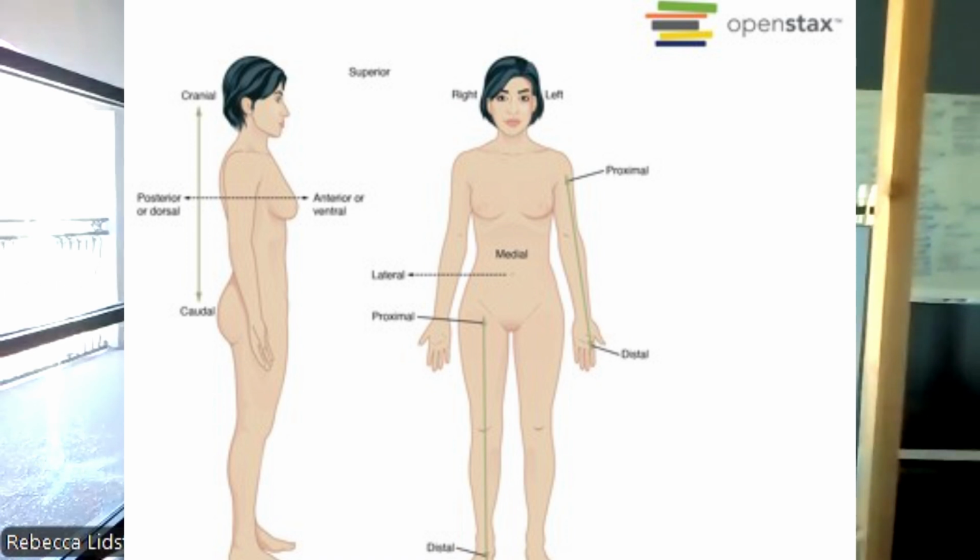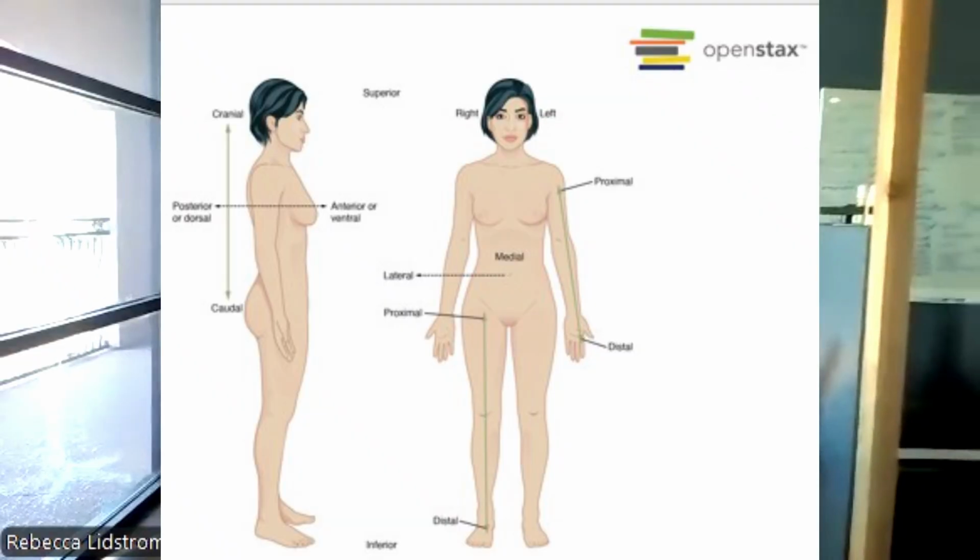Now we have right and left, right? We also are going to have anterior and posterior. Anterior is towards the front of the body. Posterior is going to be towards the back of the body. Anterior also sometimes uses the word ventral, and posterior often uses the word dorsal. Think dorsal fin on a dolphin, right? On the back of the dolphin.